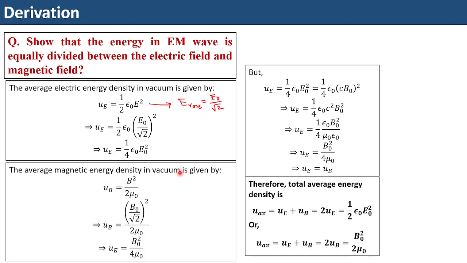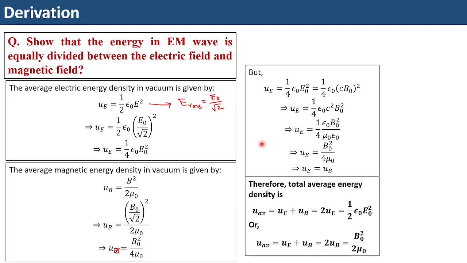Similarly, the average energy from the magnetic component is given by UB, that's equal to B square upon twice mu naught. Now these two things you have to remember. These are two new expressions, but you have to remember them. We have not derived them in our course, but please do remember them. So UB, similarly this is also B RMS. You have to convert it, so B naught by square root of 2 whole square divided by twice mu naught, and ultimately you get B naught square by 4 mu naught. But there is a small modification: I have wrongly written it to be E, this should be B. Okay, this should be UB.